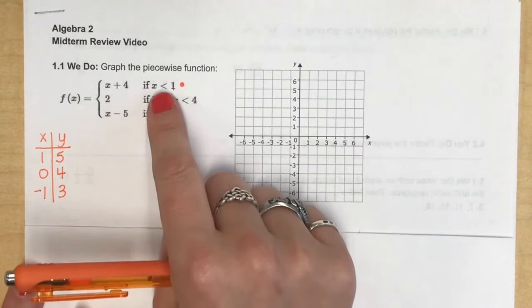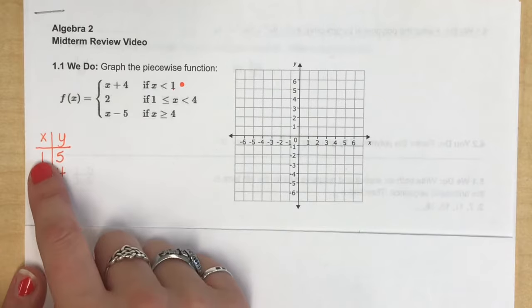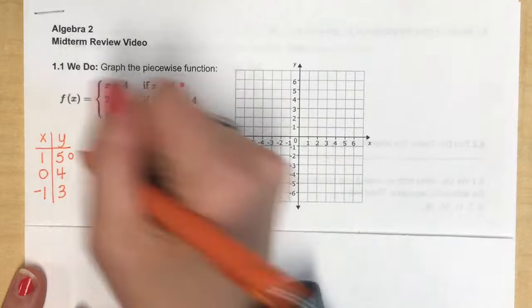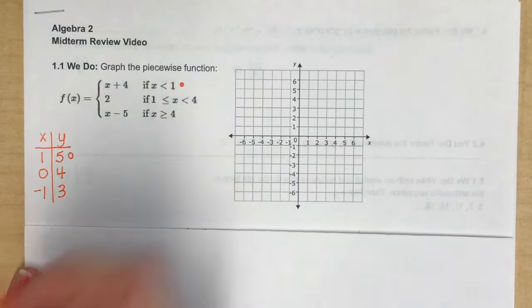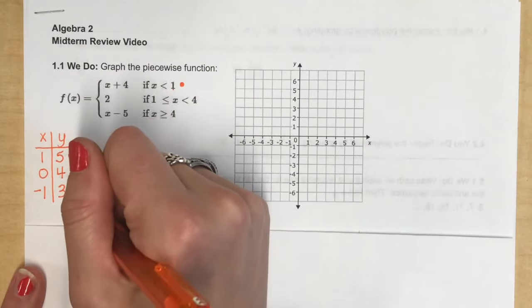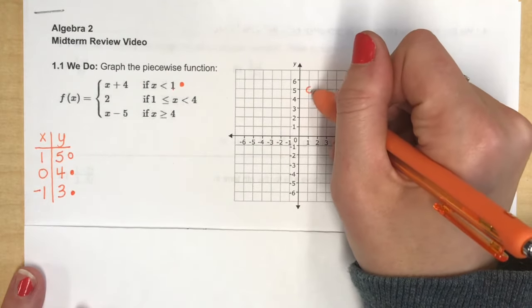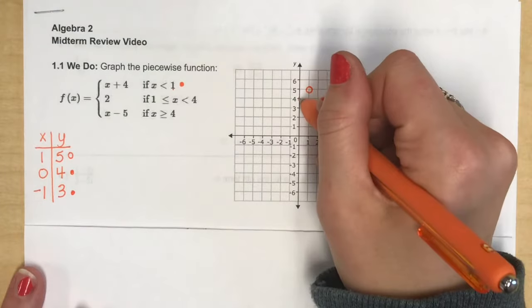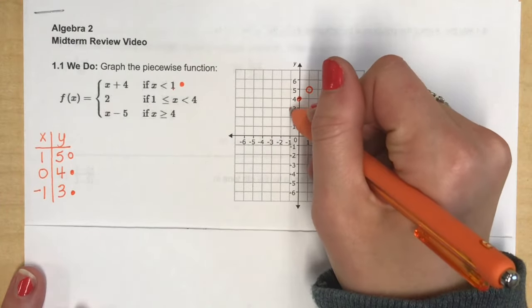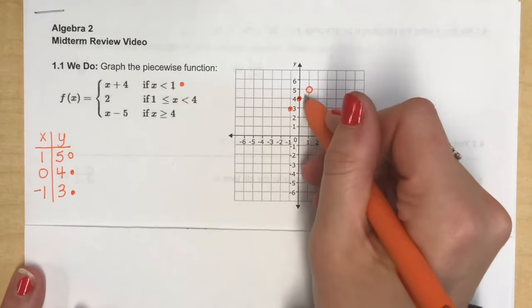Now, because it is less than 1, that means at the 1, I'm going to have an open circle, and everything else is going to be a closed circle. So I'm going to graph it. 1, 5 is an open circle. 0, 4, negative 1, 3, and so on and so forth.